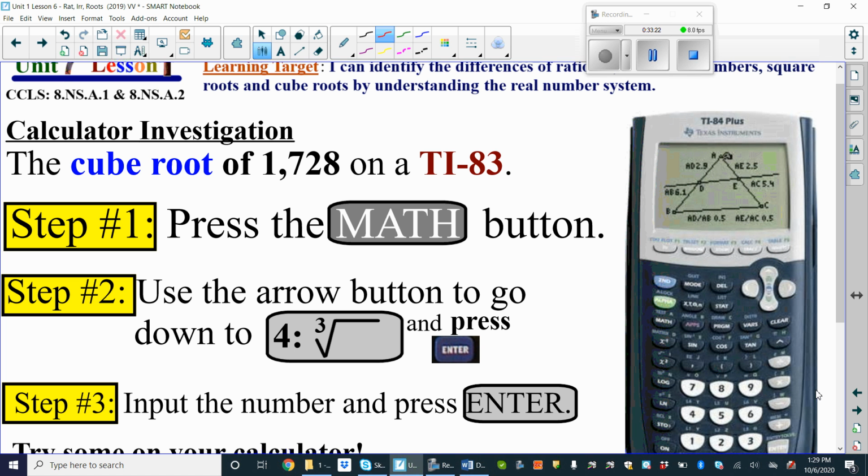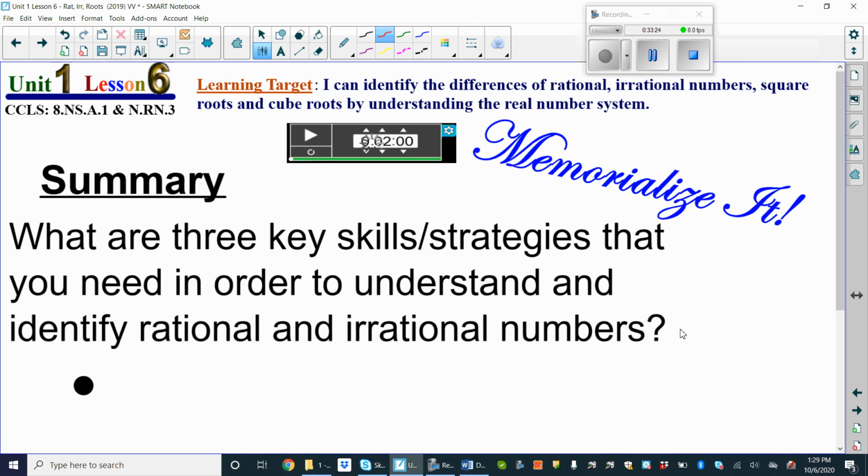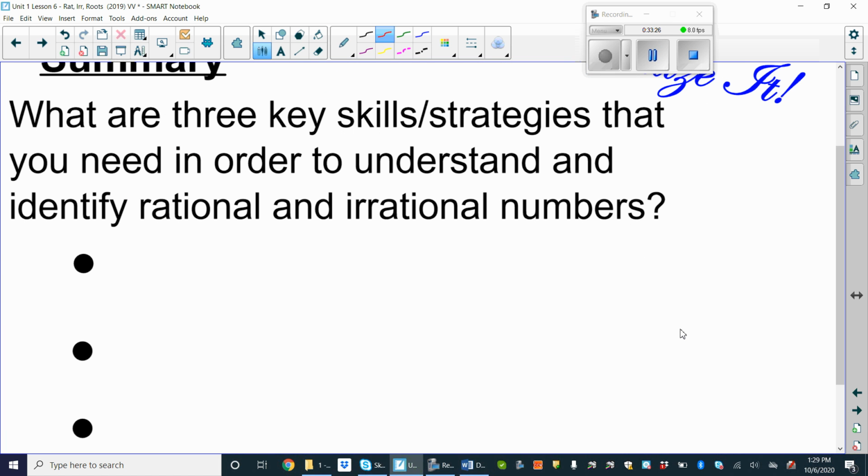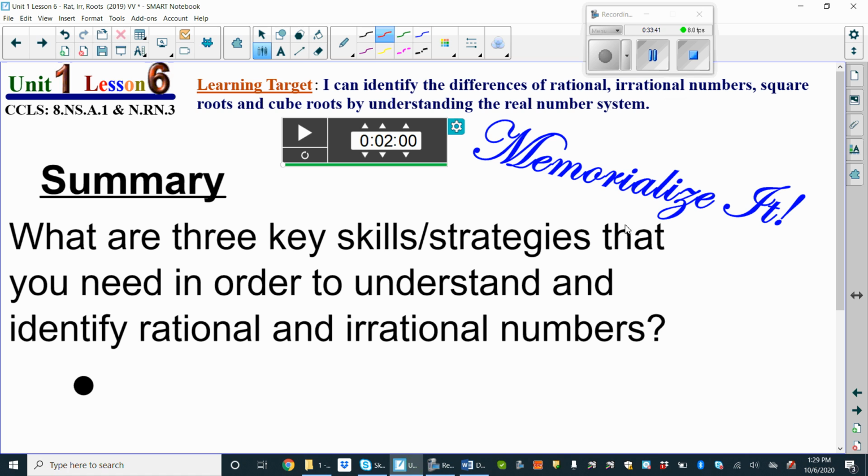And then we get to the summary slide, and remember, please use this slide to write down anything important that helps you memorize the difference between rational and irrational numbers and any other tricks that you might find useful. All right? And this is the end of Unit 1, Lesson 6.